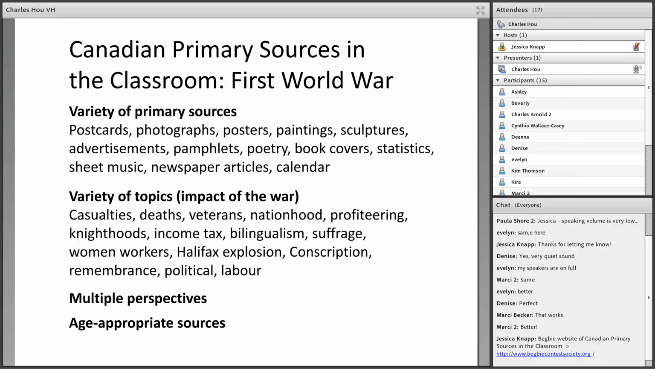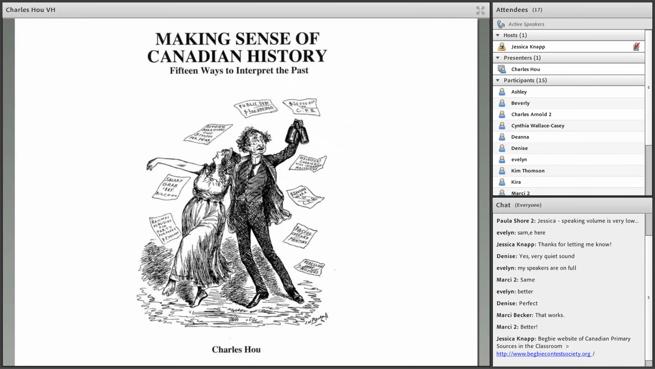You can use the sources at the beginning of a period, at the end of the period, or the end of a lesson. You can give it as individual, group, classwork, homework, just a whole variety of ways you can use them.